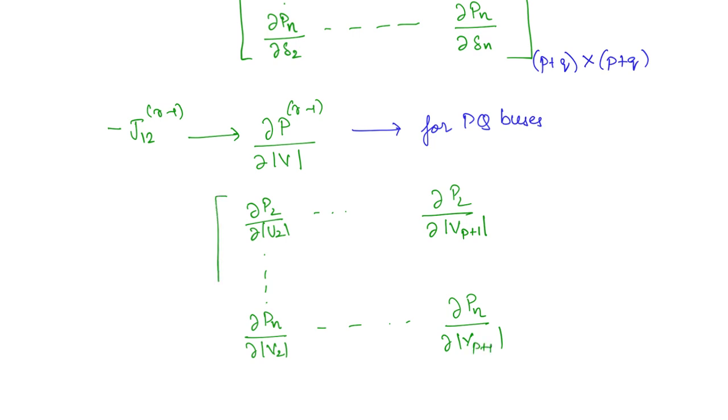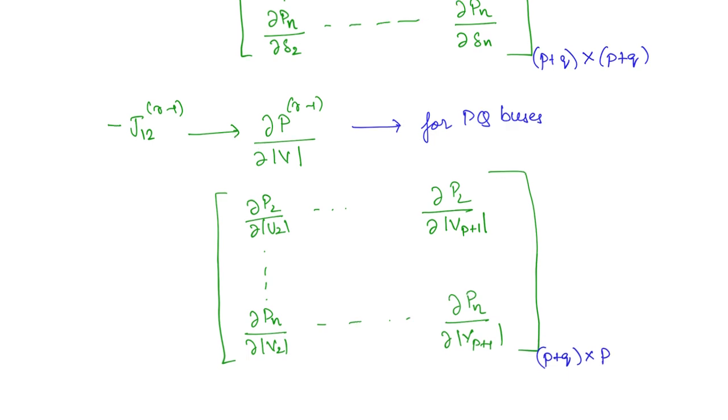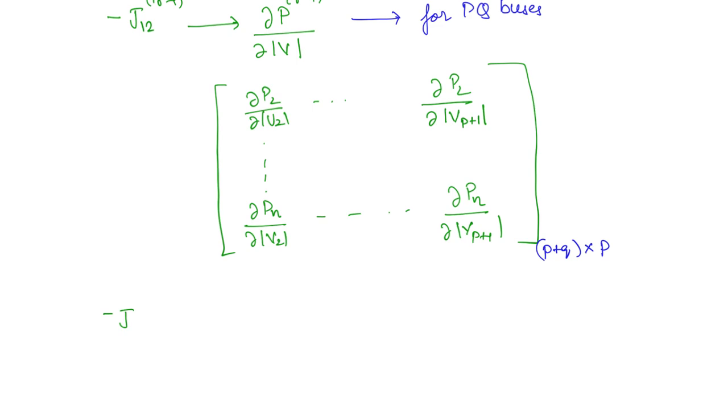This is the submatrix, and here you can see the number of rows. The number of rows is anyway p plus q, but the number of columns is going to be only p.